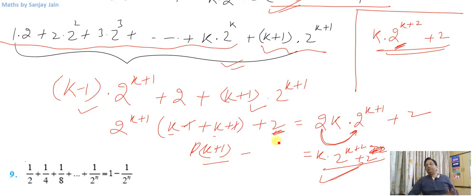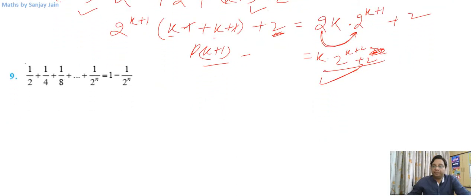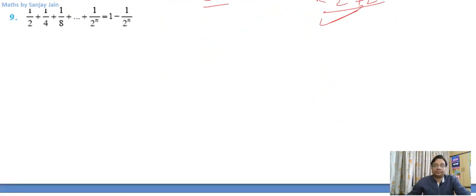Hence you can say that p of 1 is true. P of k, truth of p of k implies the truth of p of k plus 1. Hence I can say by principle of mathematical induction that the statement p of n is true. Now I have got this statement as p of n. Let me check for 1. 1 by 2 will be on the left hand side, 1 minus 1 by 2 on the right. So p of 1 is true.